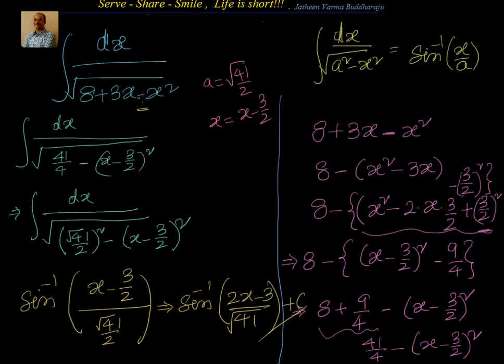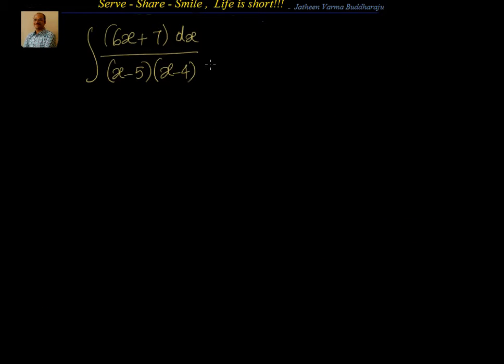So we have to look into whether the sign of the x square term is positive or negative. If it is positive, that means it will go into x square plus a square or x square minus a square format. If it is negative, then it will certainly go into a square minus x square only. Let's do one more problem.